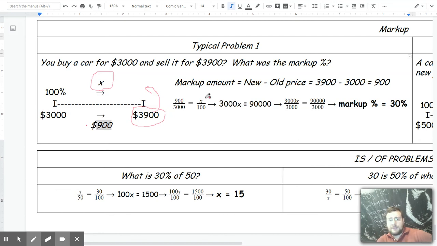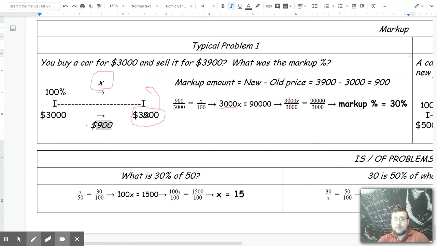Cross multiply, 3,000 times X makes 3,000X. 900 times 100 makes 90,000. 3,000 is the number that's next to the X. So I'm going to divide both sides by 3,000. The 3,000s cancel out and my answer is going to be 90,000 divided by 3,000, which comes out to 30% markup. That makes sense, right? A 30% markup could bring you the price up to 3,900.